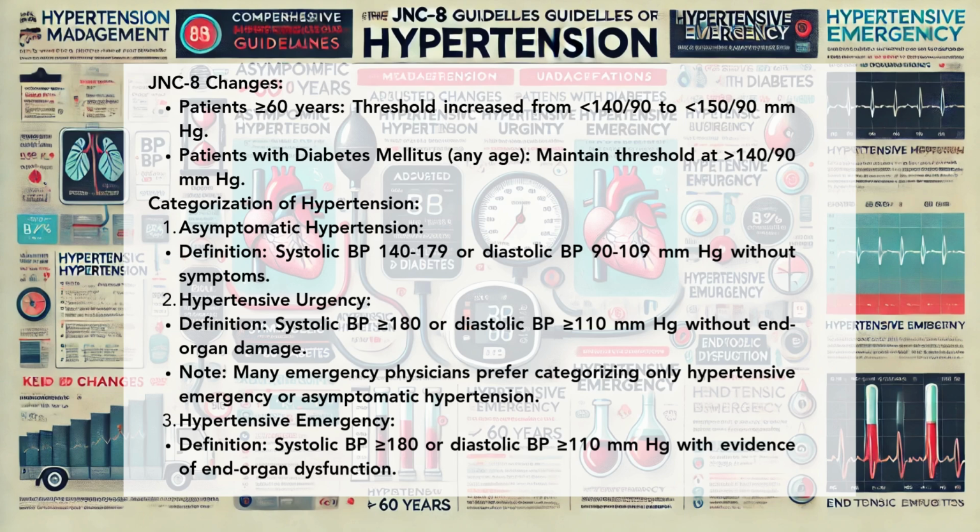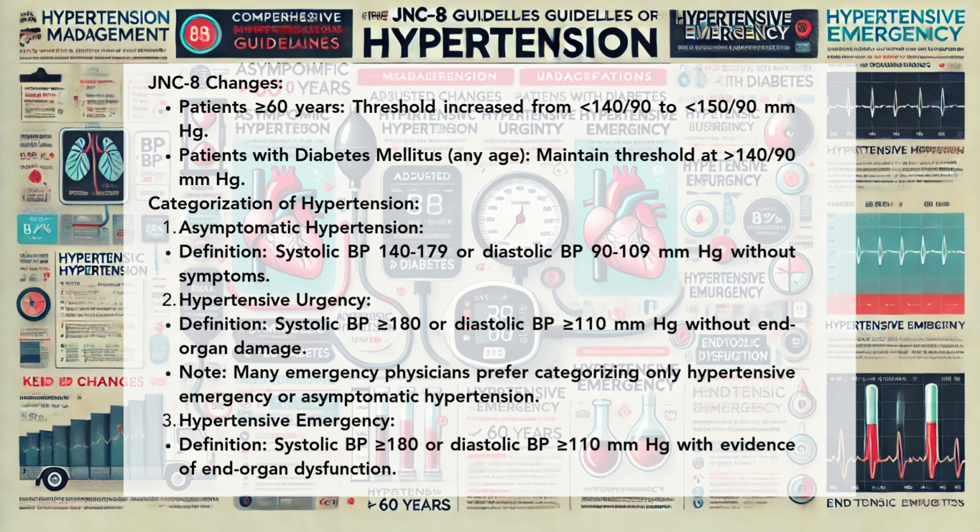Categorization of hypertension. Asymptomatic hypertension. Definition: systolic BP 140 to 179 or diastolic BP 90 to 109 without symptoms. Hypertensive urgency. Definition: systolic BP greater than or equal to 180 or diastolic BP greater than or equal to 110, without end organ damage. Note: many emergency physicians prefer categorizing only hypertensive emergency or asymptomatic hypertension.